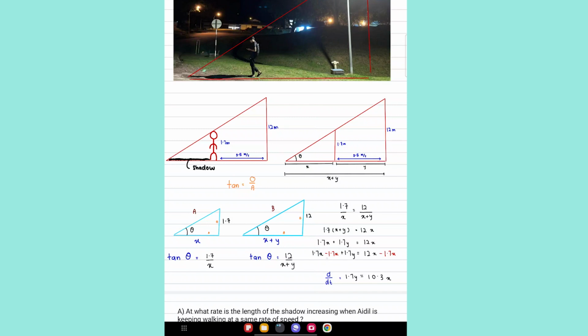We only need one variable of x, so we don't need this one. We can simply remove this x term by subtracting 1.7x. But may I remind you, in a simultaneous equation, if you do it on the left side, the right side will be affected as well. So the 12x is going to be subtracted by 1.7x as well. After we subtract it, we have 1.7y equals 10.3x.